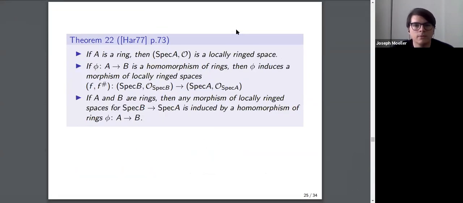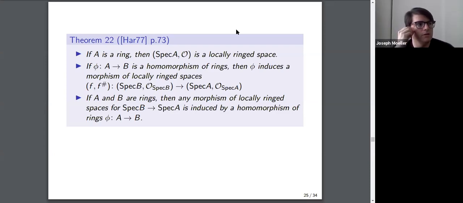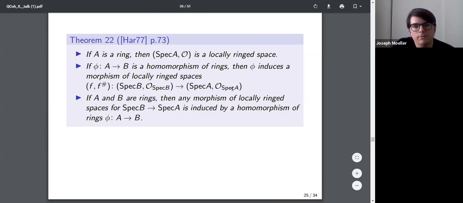Okay. So, theorem. This is a locally ring space, this sheaf that I defined on Spec of a ring. Moreover, if you have a homomorphism of rings from A to B, then it gives you a backwards homomorphism of locally ring spaces. I started putting Spec B here, so sorry about the inconsistency, but it goes from B to A, so that's backwards. And then there's this last part, which is that if you have A and B, any morphism of locally ring spaces between their spectrums is precisely induced by a homomorphism between the rings.